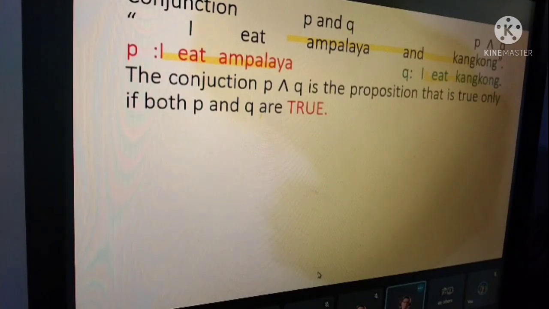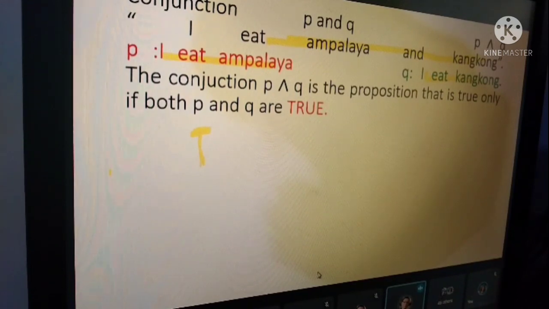So, halimbawa si Jose, sabi ni Jose, I eat ampalaya at kangkong. So, masasabi lang natin na totoo ang sinasabi ni Jose kapag totoo na kumakain siya ng ampalaya at totoo na kumakain siya ng kangkong. Okay? Bakit? Ang sabi ni Jose sa statement niya, I eat ampalaya at kangkong. Sige Jose, naniniwala kami na ikaw ay kumakain ng ampalaya at kangkong kapag kumakain siya ng ampalaya, kumakain din siya ng kangkong.